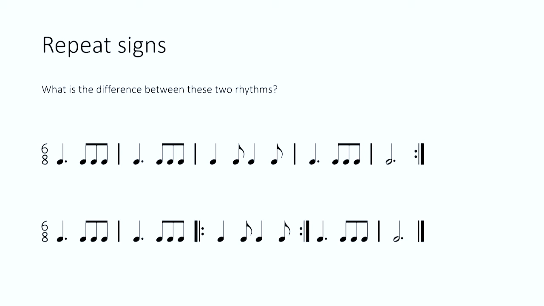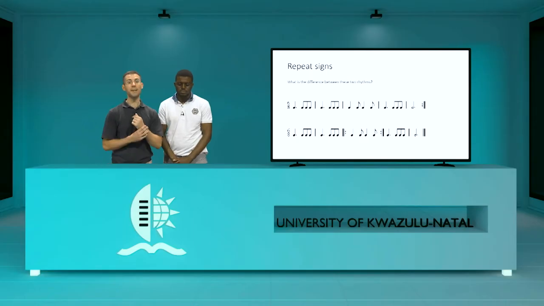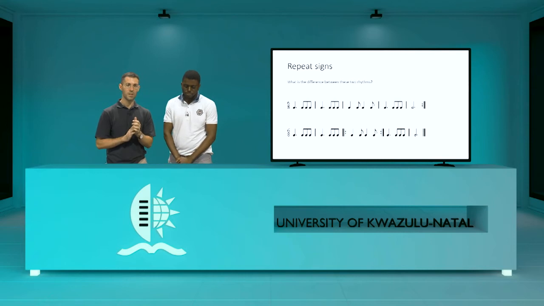Okay, if you look at the end of the first example, you'll see that there is a thick line and a thin line and 2 little dots next to each other. That symbol indicates when you get to that point that you should go right to the beginning of the piece and repeat it exactly one more time. So I'm going to clap that first example for you, so that you can see exactly how it works. Okay, here it comes.